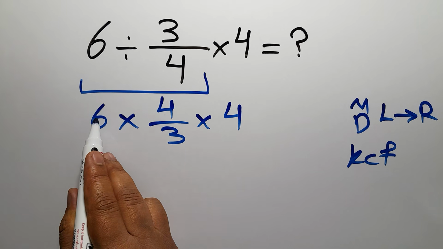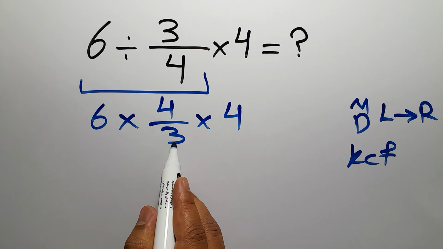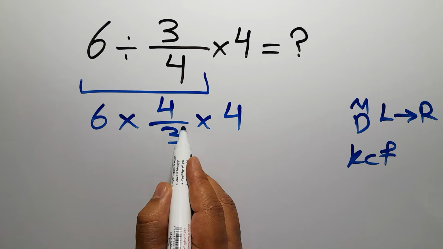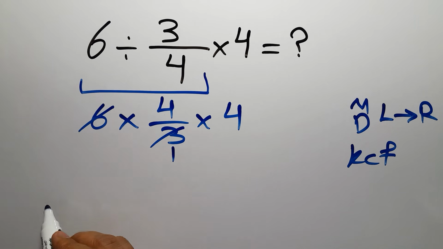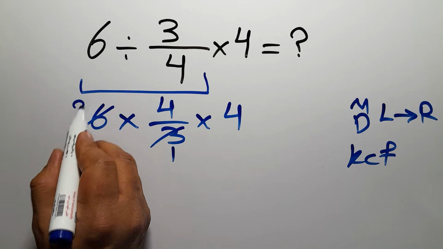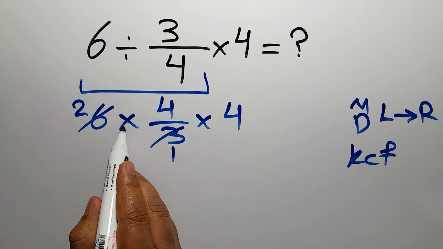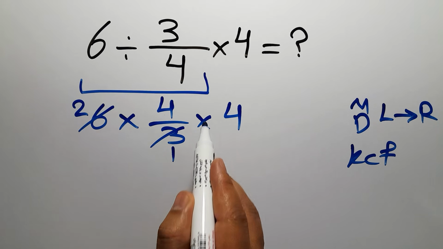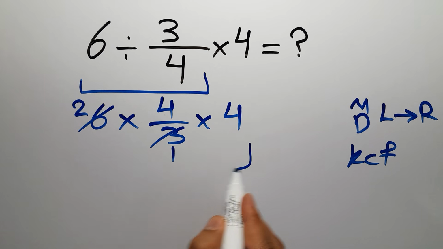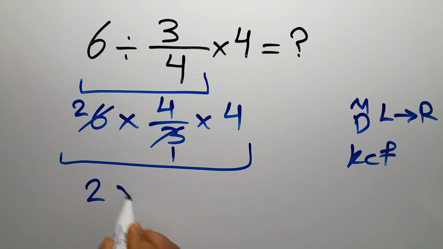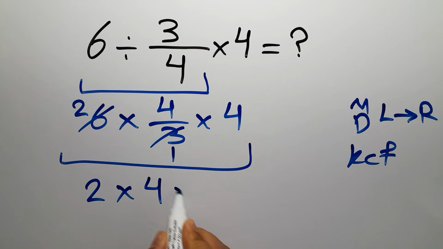we have here 6 and here 3. 3 divided by 3 gives us 1. And 6 divided by 3 gives us 2. So we have 2 times 4. Then again we have here times 4. So 2 times 4 and again times 4.